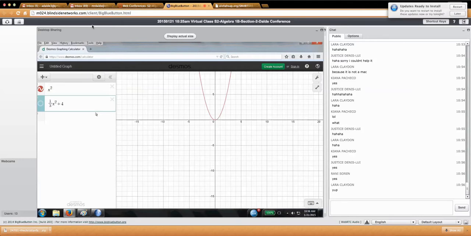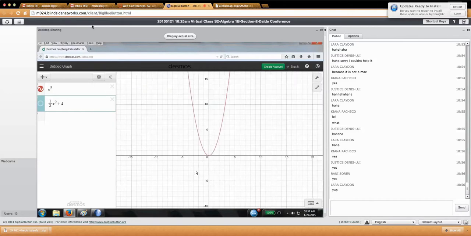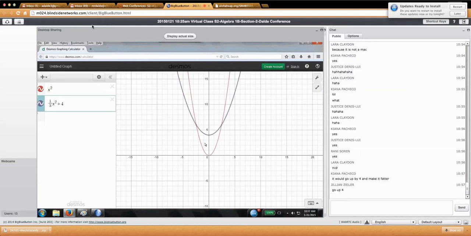All right, let's take it slowly here. What would the 1/3 or what would the 4 do? If you guys can get a good feel for this, then you guys will be pretty set. The 4 would go up by 4 and it would make it fatter. Actually, Kiana, you got it exactly. Let's take a look at what the graph actually does look like. There we go. See, all it is, it's the regular parabola pushed up by 4 units and made fatter. Are we cool?